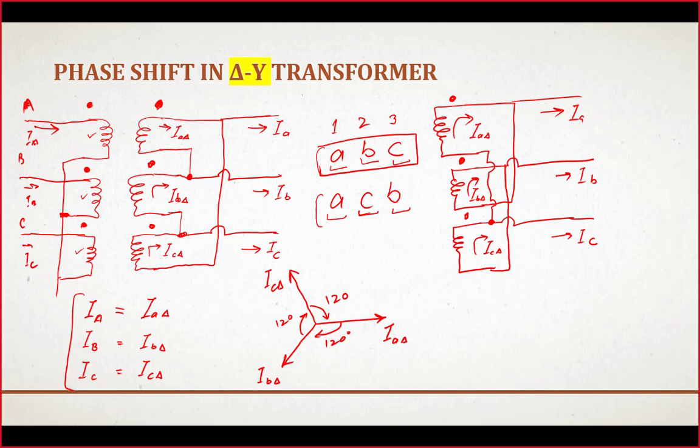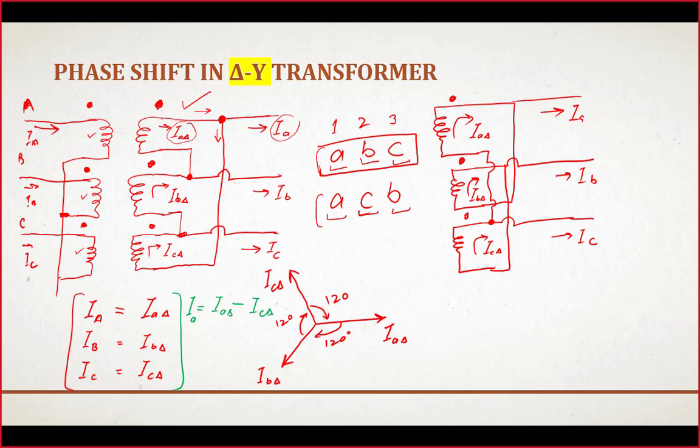Now if we look at what is the relationship between this delta current IA delta and the line current IA, here in this delta we can analyze at this node. This IA delta is flowing towards the node, and here downward this current is IC delta. So here we can write the relationship: the line current on the delta side is equal to IA delta, which is flowing towards this node, minus IC delta.